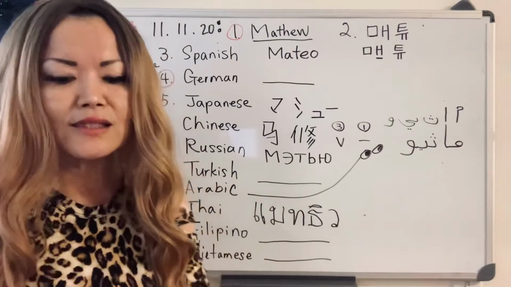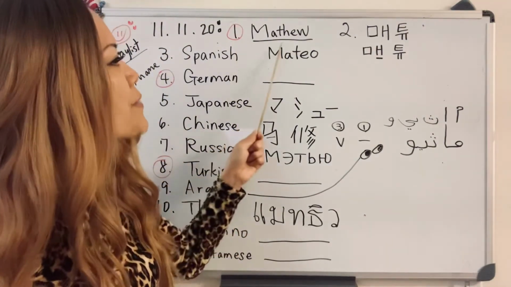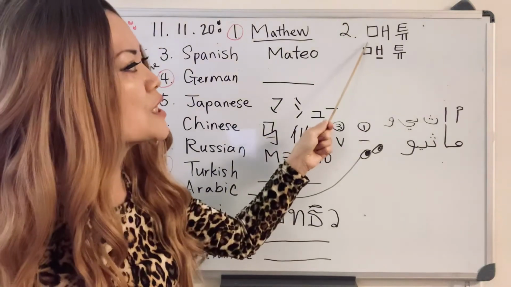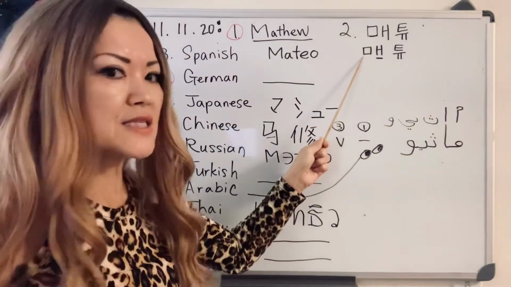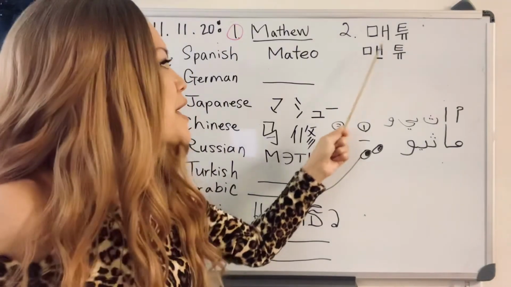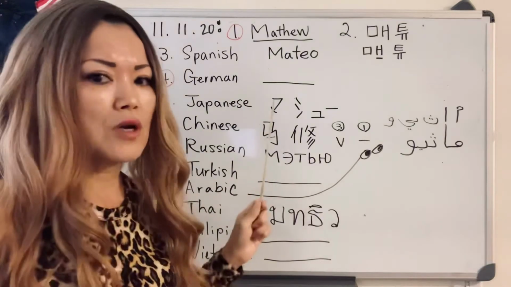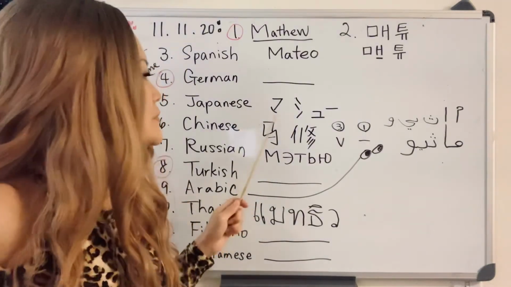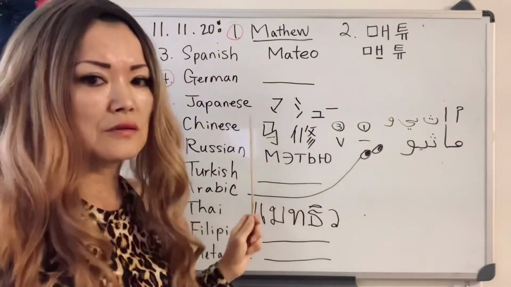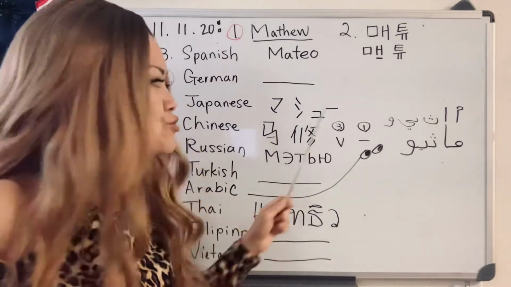Okay, let's go one more time. Let's read, and then we are going to finish. Matthew. In Korean, the square is an M sound. Please remember, square is an M sound. Matthew. Spanish, Mateo. German, Matthew. Machu. Mashu. In Japan, Japanese, Mashu.